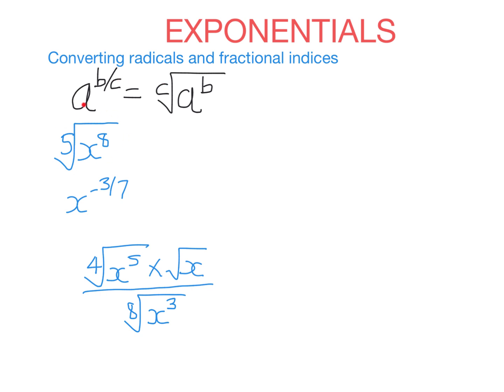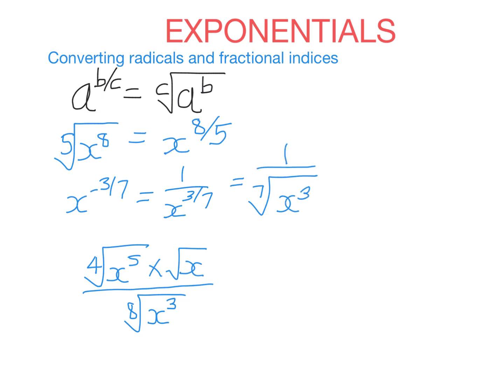So if you have something like this and you want to convert to a fractional index, we'll leave the same base as x. The power 8 goes on top, and which root it is, 5, goes on the bottom. For this one here, because we have this negative power, first thing we're going to do is move it to the bottom of the fraction and change its power to positive. So I'm now going to convert this here to a radical, with the root sign. The number on the bottom, 7, tells you which root it is, and the top number tells you the power. And we still have our 1 on the top.